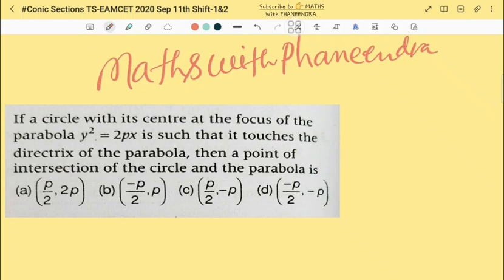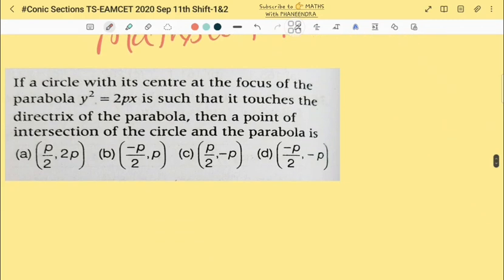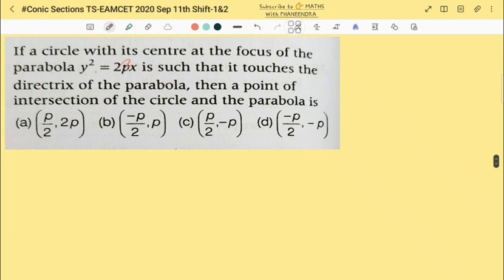In this video, conic sections TSM 2020 September 11th, Shift 1, Shift 2 questions we are going to discuss. Let us have a discussion. The first question here: if a circle with center at focus of the parabola is such that it touches the directrix of the parabola, then a point of intersection of the circle and parabola is.